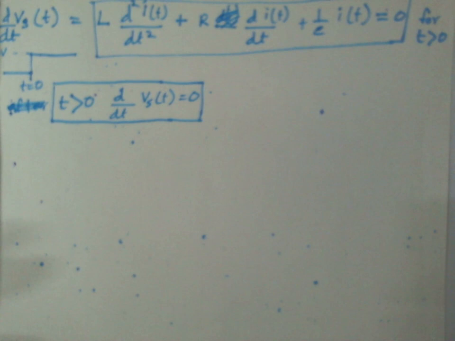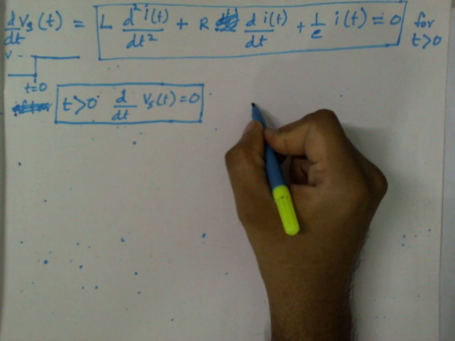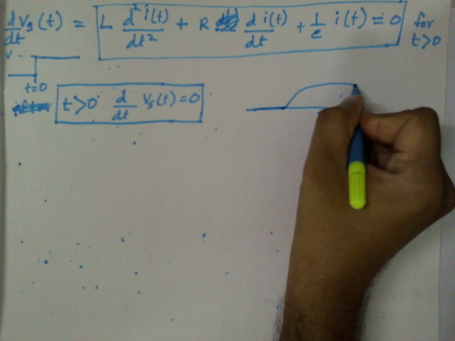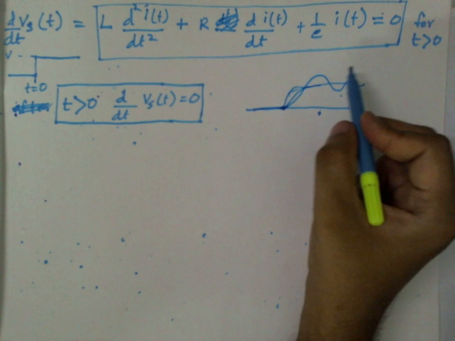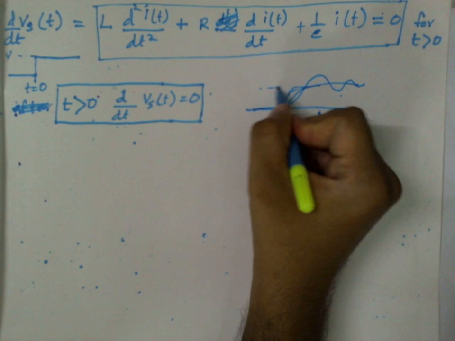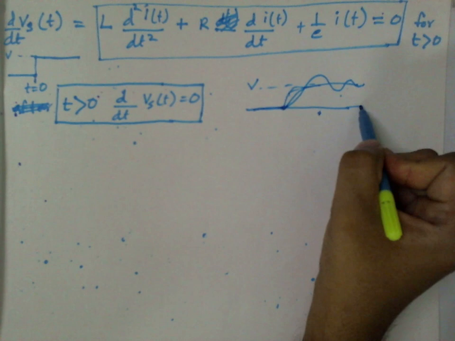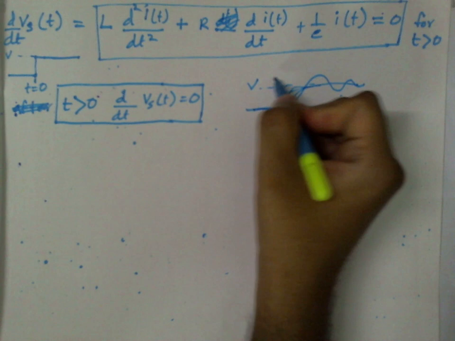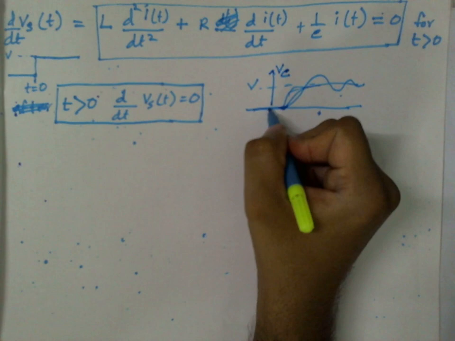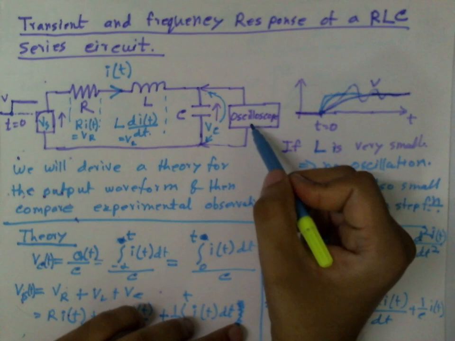Now the output waveform, we have said that it can be like this, or like this, or there are many possibilities. It can oscillate, it can gradually creep to the final value of V equal to this step value, and various things can happen. Similarly, the current that flows in the circuit; this is VC, the voltage across the capacitor, which we want to see in an oscilloscope.